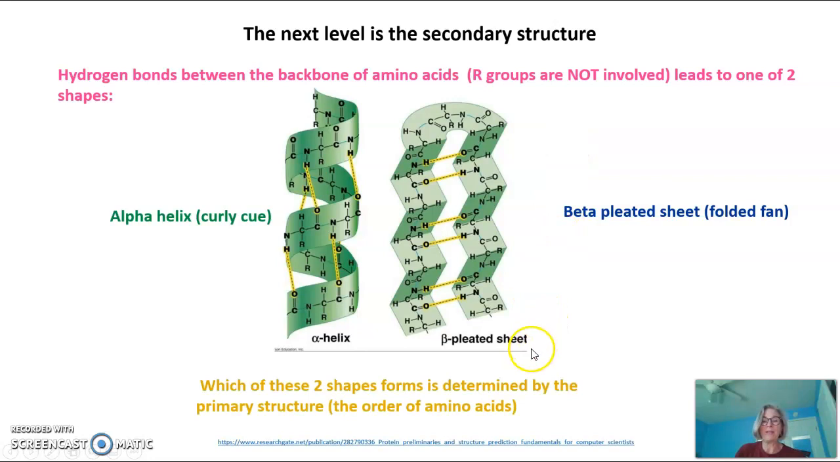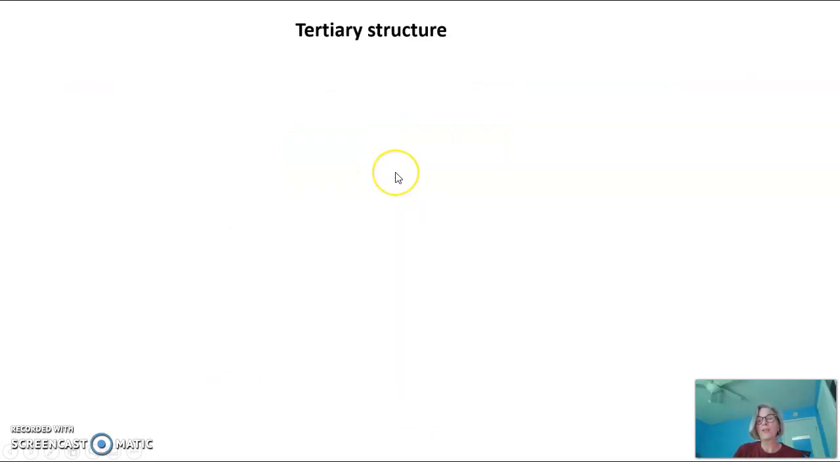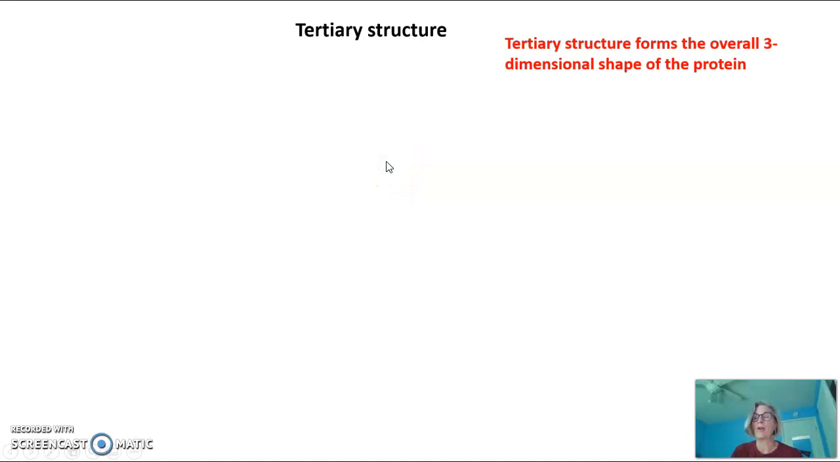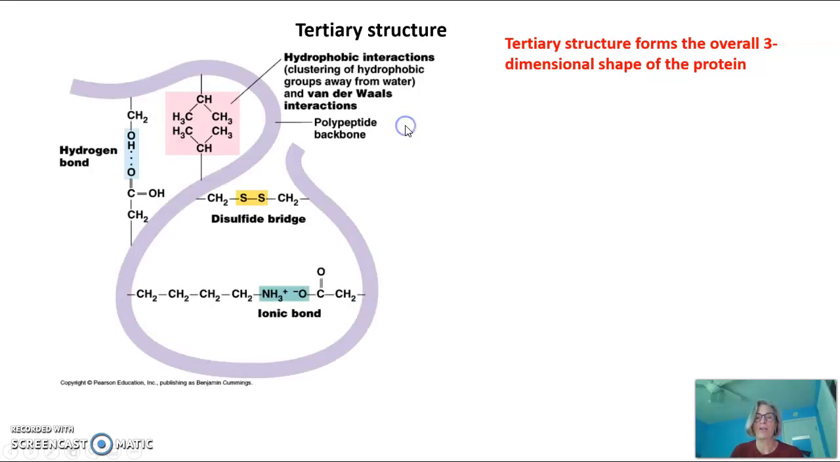Which of these 2 shapes forms is determined by the primary structure. So the order of amino acids is going to determine whether the alpha helix or the beta pleated sheet forms. The tertiary structure is really the big one in terms of determining the overall shape and therefore the function of the protein. So tertiary structure forms the overall 3-dimensional shape of the protein, and it's that 3-dimensional shape of a protein that determines its function.